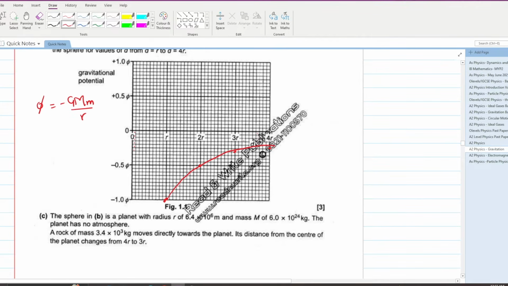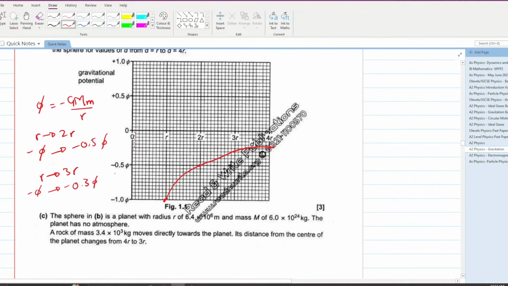Apologies for my drawing, but I will also write it as an equation. When the r became 2r, my phi will decrease from negative phi to minus 0.5 phi. When my r increased to 3r, my phi will go from negative phi to minus 0.33 phi. When my r increased to 4r, my phi will decrease to negative of 0.25 phi.